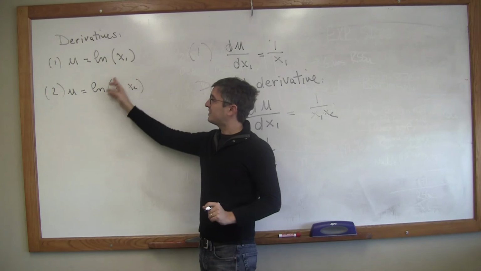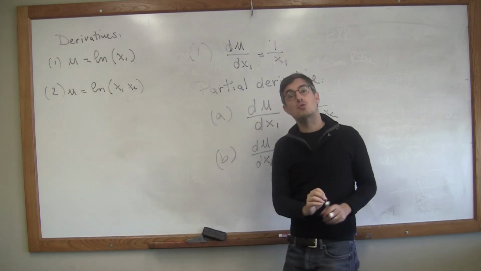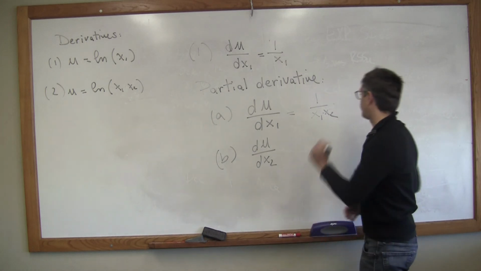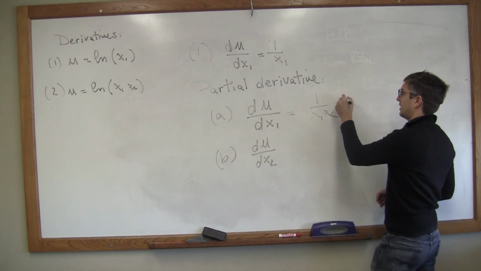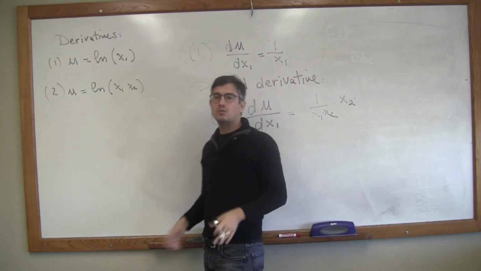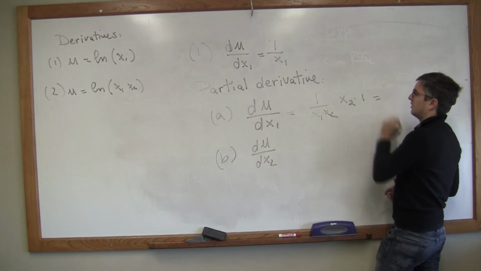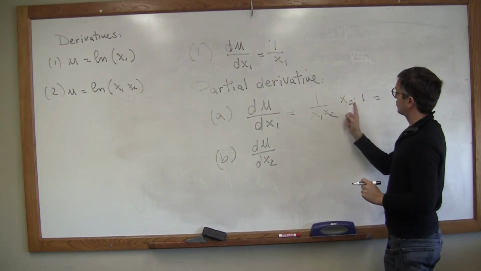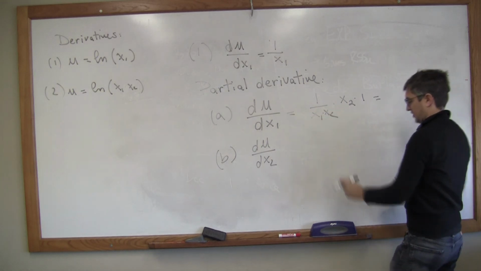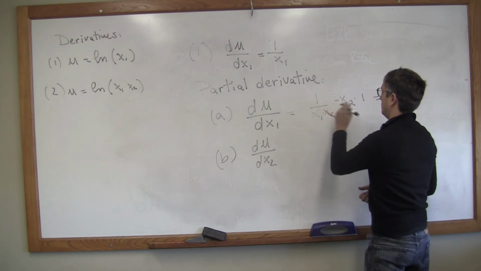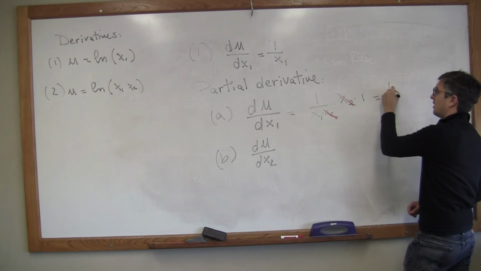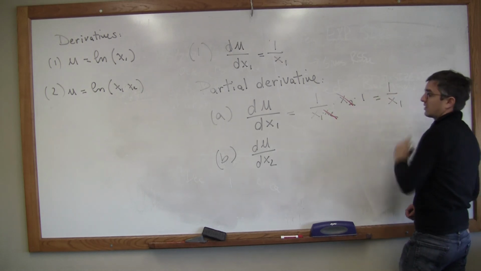When I take the derivative of x1 times x2, I'm treating x2 as if it were a number. By the constant rule, we write down that number, which is x2, and multiply it by the derivative of x1, which is just 1. That gives us x2 times 1 divided by x1 times x2. The x2 cancels out, and what we get is that the derivative of u with respect to x1 is simply 1 over x1.